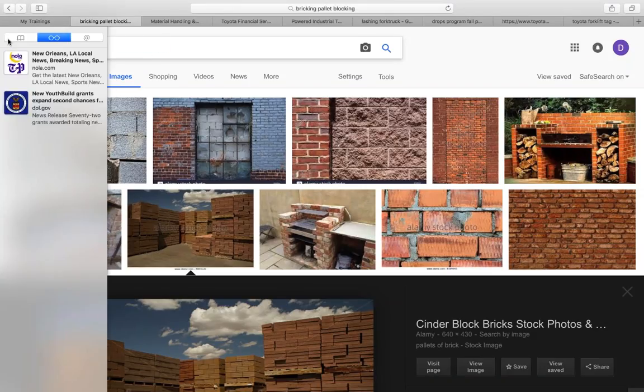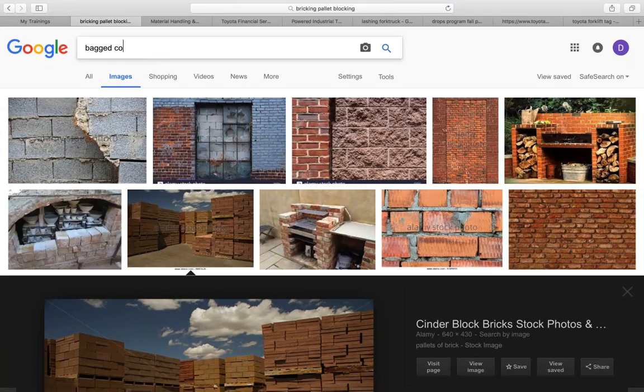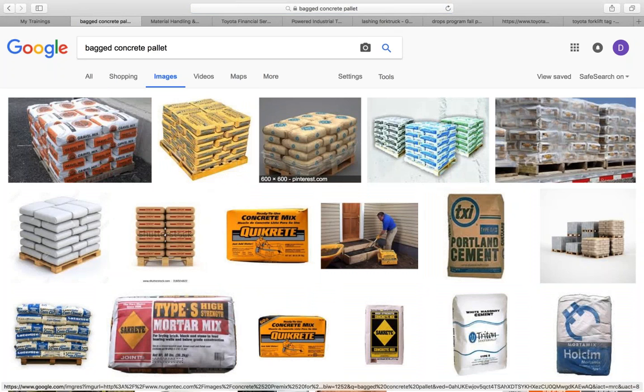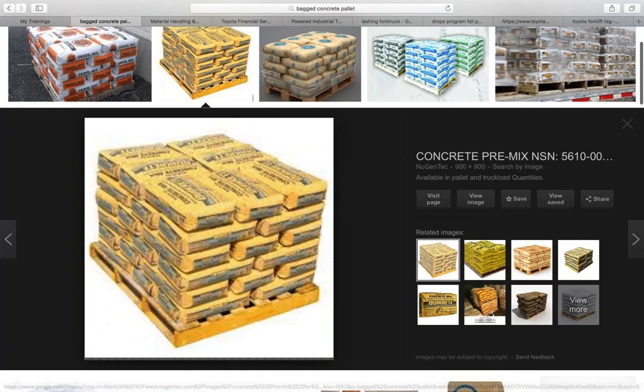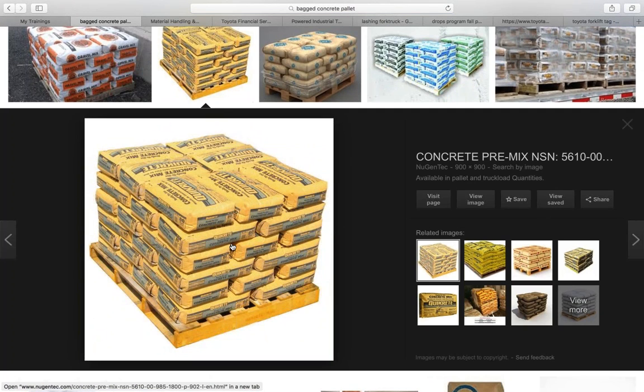Also, we can do bagged concrete. There we go as well, folks. Okay, there's an example of blocking as well. And what that does is it basically interlocks the load in order to help better prevent it from falling off. Okay, and then of course either shrink wrapping it or securing it if necessary as well, right?